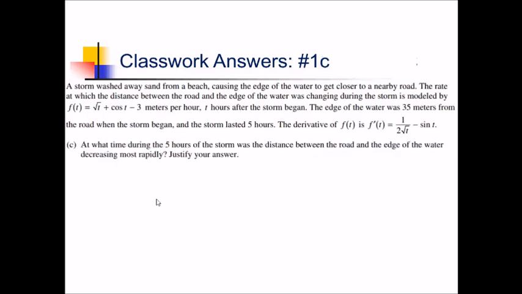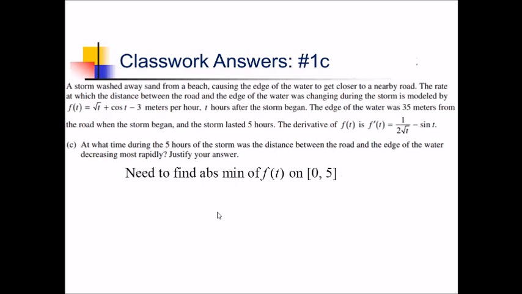For part C, we want to know at what time during our 5 hours of storm was the distance between the road and edge of water decreasing most rapidly. Justify your answer. So the function in charge of decreasing our distance is this f of t function. So decreasing most rapidly means that we want this thing to be as negative as possible, which is to say we want to find the absolute min of f of t on 0 to 5.